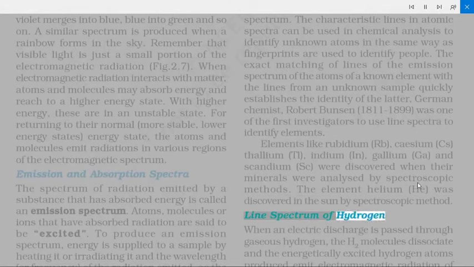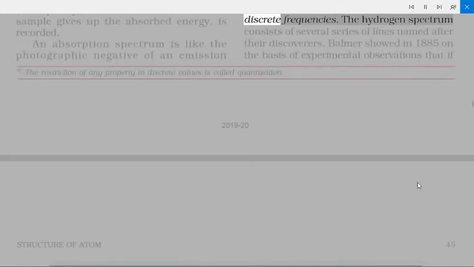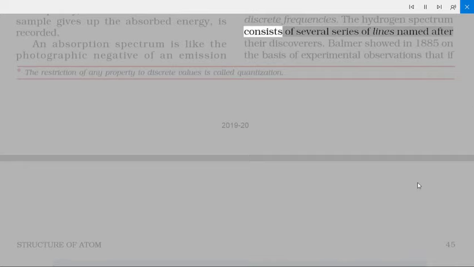Line spectrum of hydrogen: when an electric discharge is passed through gaseous hydrogen, the H2 molecules dissociate and the energetically excited hydrogen atoms produced emit electromagnetic radiation of discrete frequencies. The hydrogen spectrum consists of several series of lines named after their discoverers. Balmer showed in 1885 on the basis of experimental observations that... The restriction of any property to discrete values is called quantization.